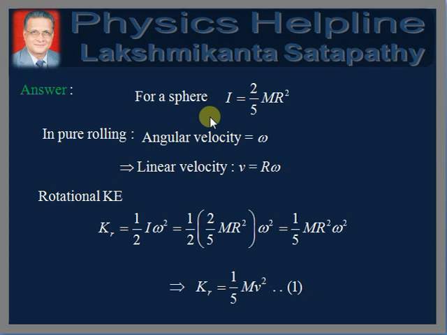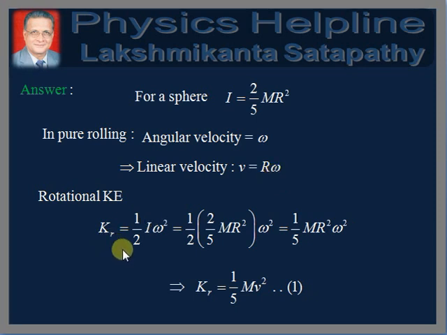Now for the answer. For a sphere, the moment of inertia I is equal to 2/5 mr². It is in pure rolling motion. Let the angular velocity be omega. Then the linear velocity will be given by v equals r times omega.